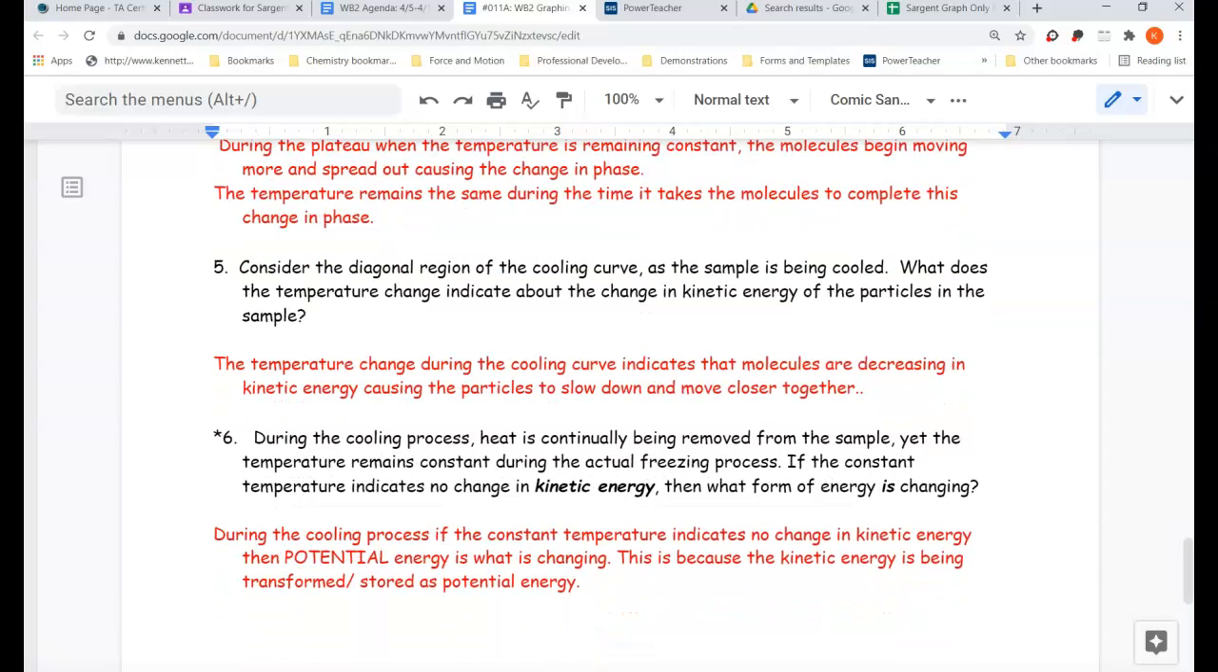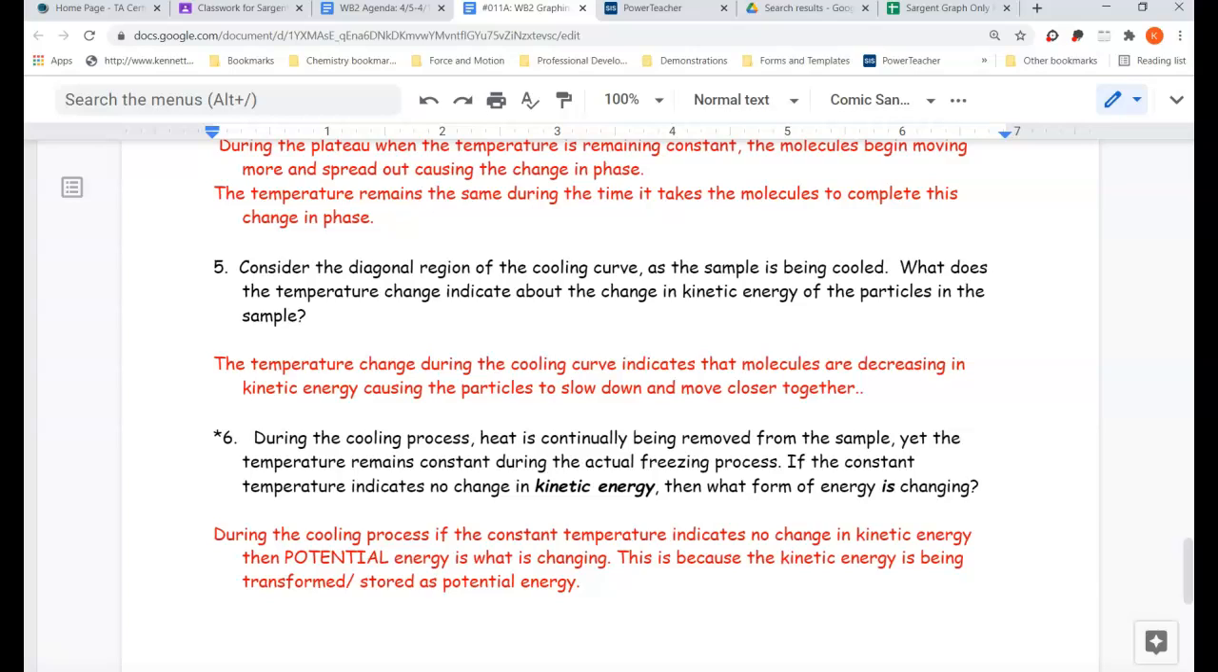Now, the opposite of this, the diagonal region of the cooling curve, right? On that other half, from the 11-minute mark on, when it's cooling, what does the temperature change indicate about the change in kinetic energy? Well, if it's cooling down, those molecules are going to start to move slower, which means they are losing energy. They're going to start coming a little bit closer together as energy is being released, right? Heat is kinetic energy, and so as heat energy is lost, we're losing some of that motion in the molecules.